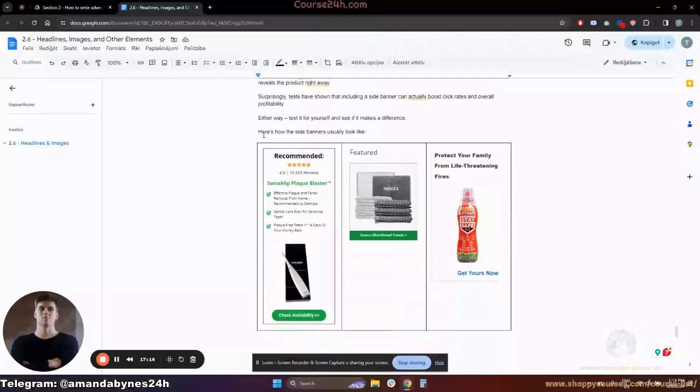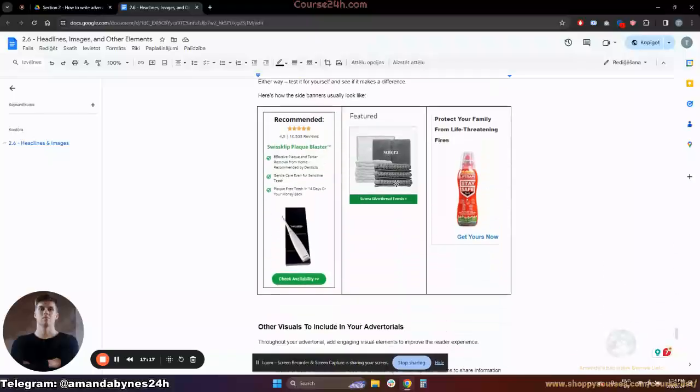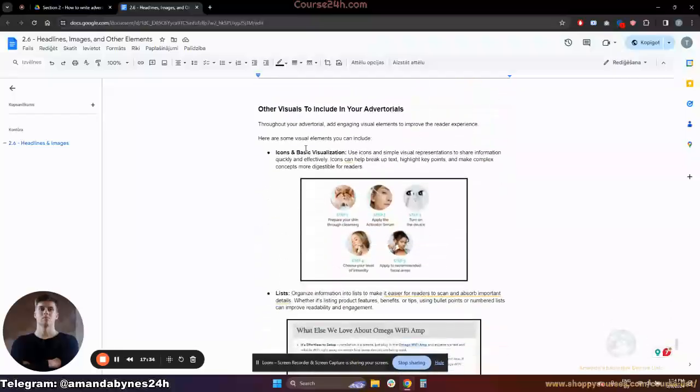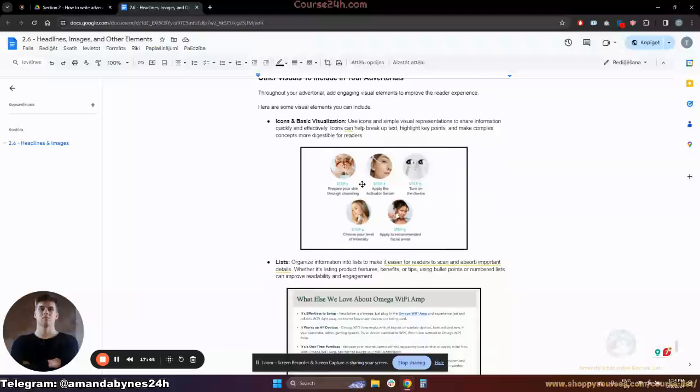So here's how the side banner usually looks. It is just an image with a button, like 5-star reviews, the name, some benefits or features, and then the image and the button, or just one headline, the image, and a simple button. Other visuals you can include are icons and basic visualization, so it's easier for your reader to digest the content you're giving them.